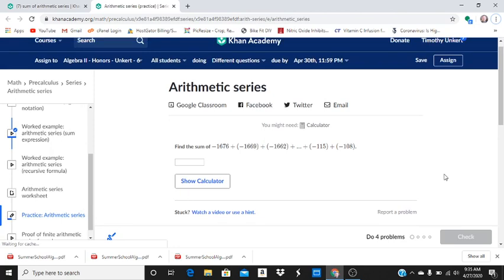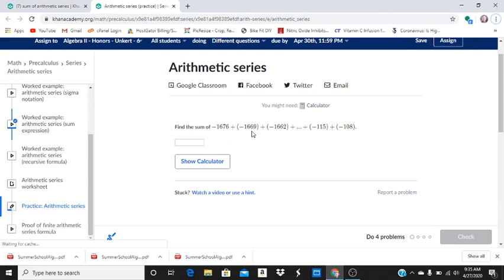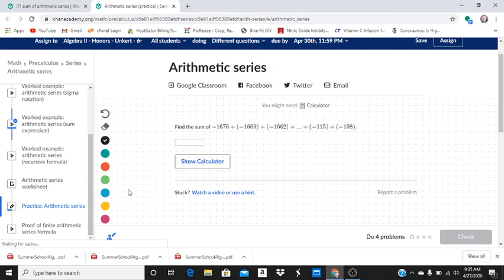In this first problem, we're going to find the sum of this sequence: negative 1676, negative 1669, negative 1662. You can see that each of these numbers has a change of 7. So we're adding 7 to go from that number to the next one. Likewise, when we go from here to here, we also add 7.